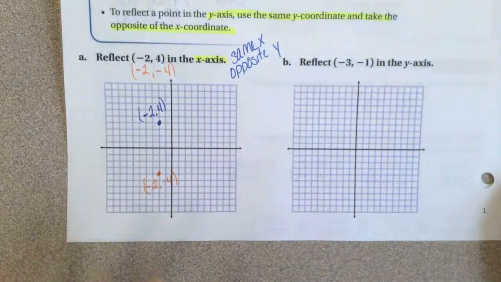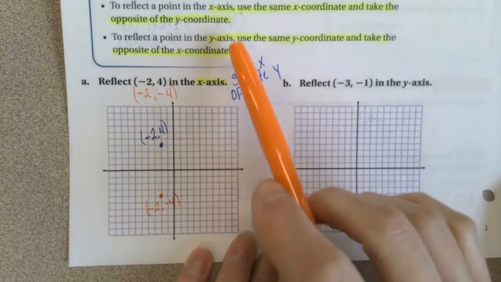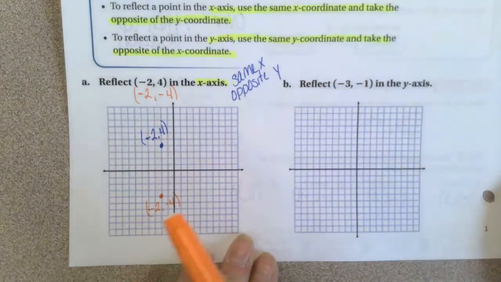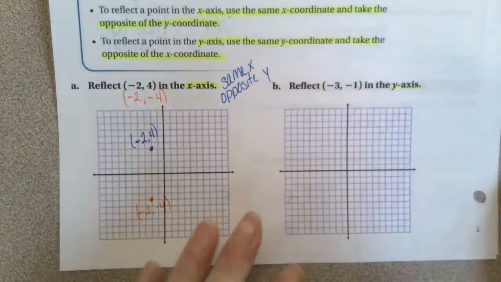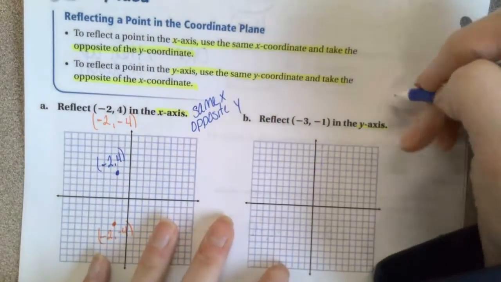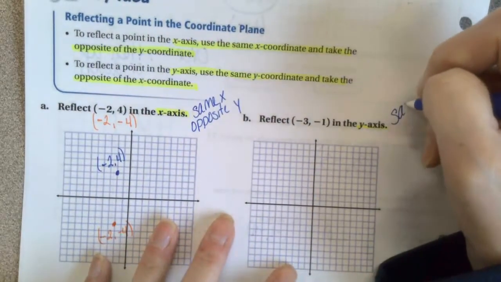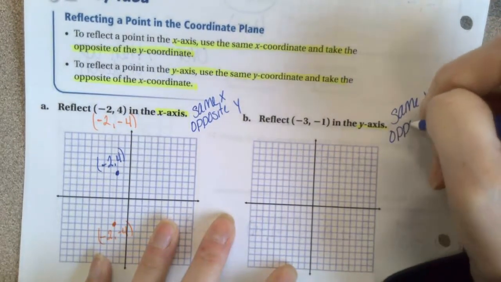So we can see that visually as well. So a lot of times when you're reflecting, you can see where it's going to end up, but you can also reflect without even graphing it by using this procedure. So let's look at the next one. Reflect (-3, -1) in the y-axis. Okay, so this time since we're reflecting in the y-axis, we're going to keep the same y and opposite x.